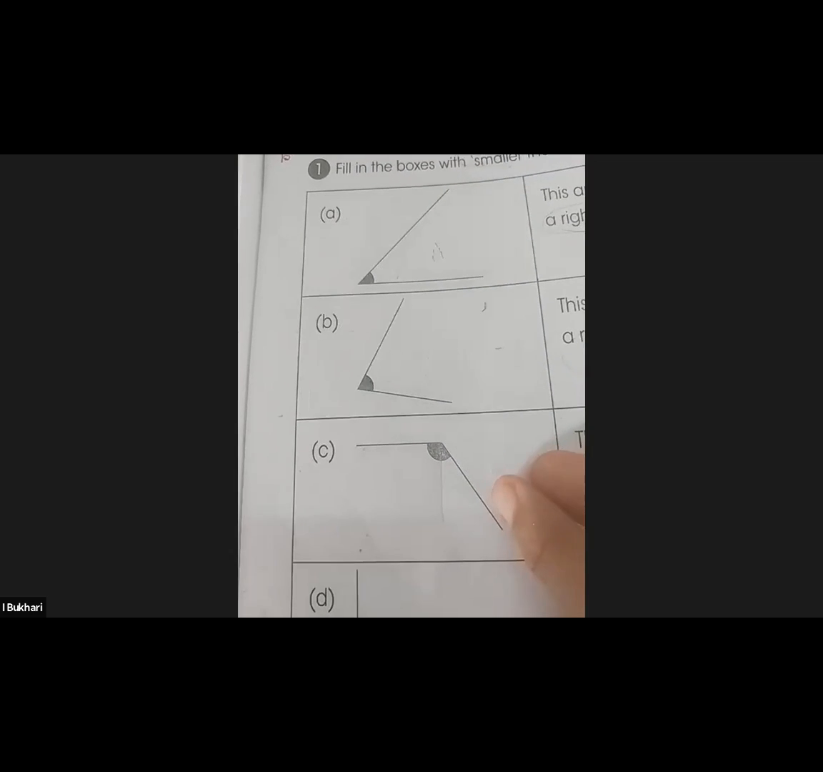Now part C. Zainab Saqib. Why aren't you raising your hand, Zainab? I want you to participate. Okay, Zainab, you will do part C for me. I'm unmuting you. Yes, tell me part C. Now, they have inverted the angle to trick you. The angle is upside down. Now tell me, is this smaller than, equal to, or bigger than a right angle? Bigger than. Okay, good job, Zainab.